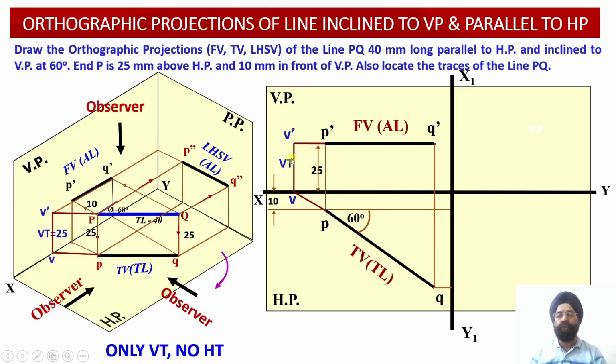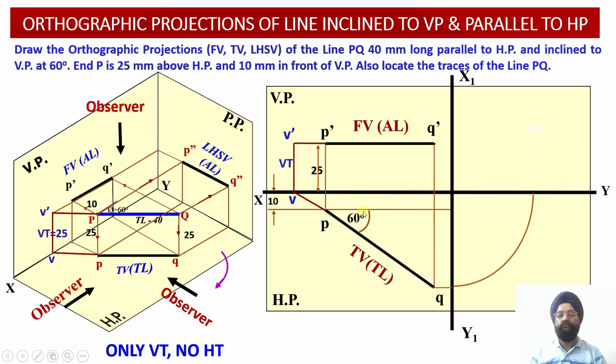Wherever these two construction lines intersect each other, we obtain point V dash over here. The moment we obtain point V dash, the distance between points V and V dash reveals the vertical trace of the line, and this vertical trace distance will be equal to 25 millimeter. Now we are required to evaluate the side view projections of this particular line onto the profile plane. So for that, what do we need to do?